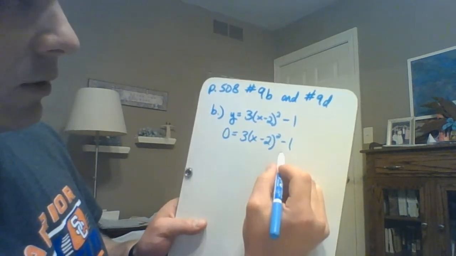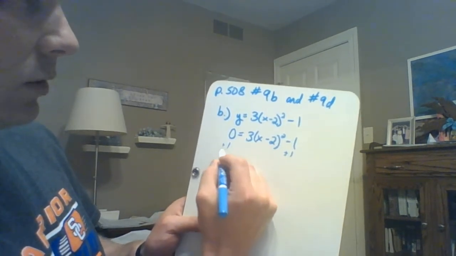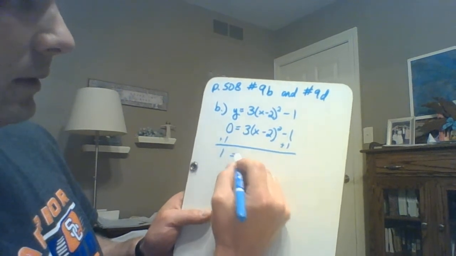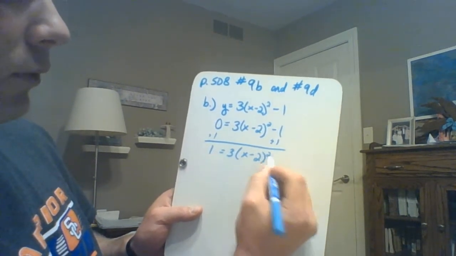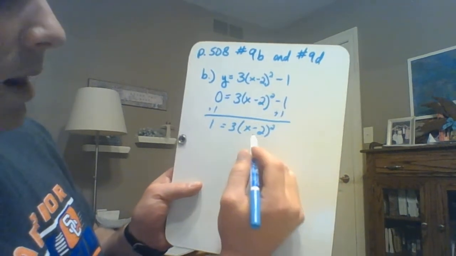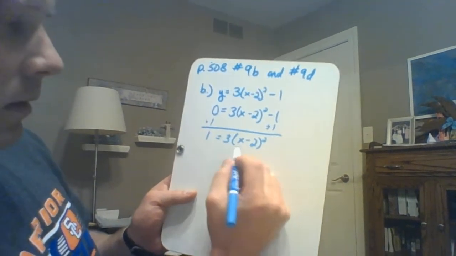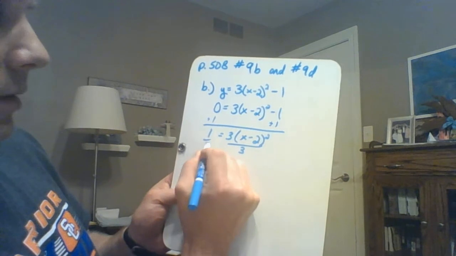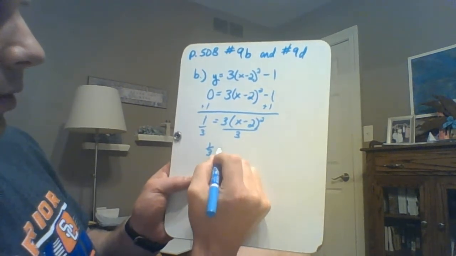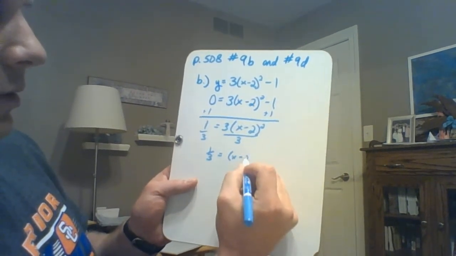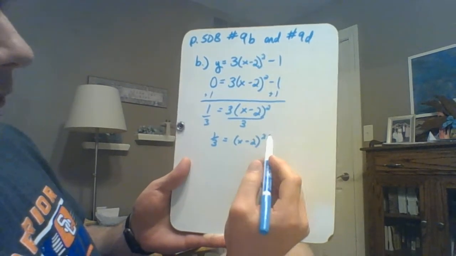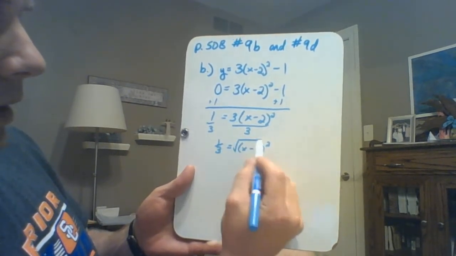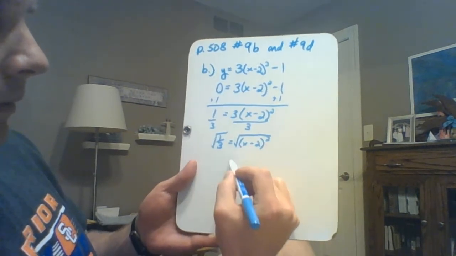The best thing to do would be to just try and get x by itself, by moving things from one side of the equation to the other. Then from here, 1/3 equals x minus 2 squared. And then from here, to get rid of the squared, you have to take the square root of both sides.